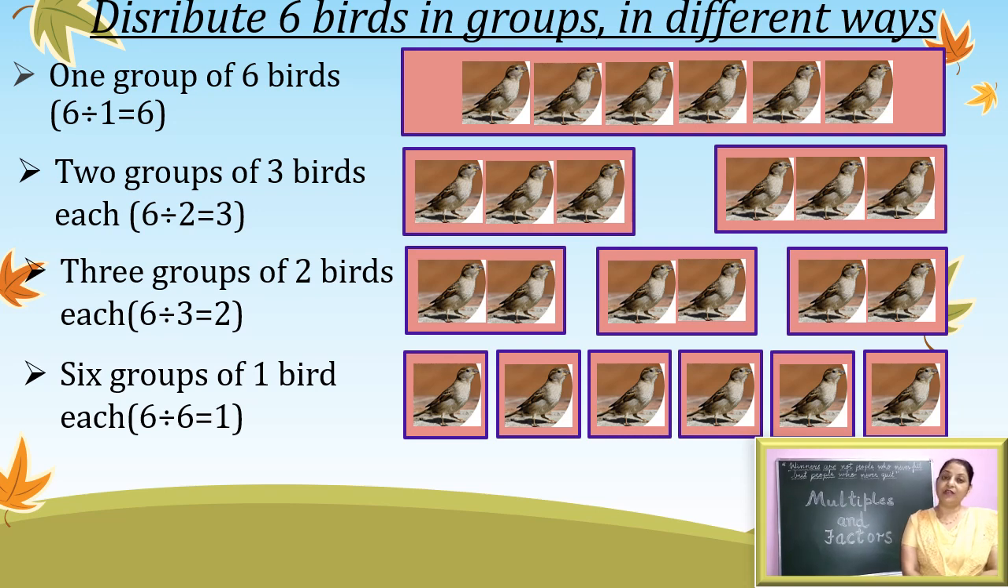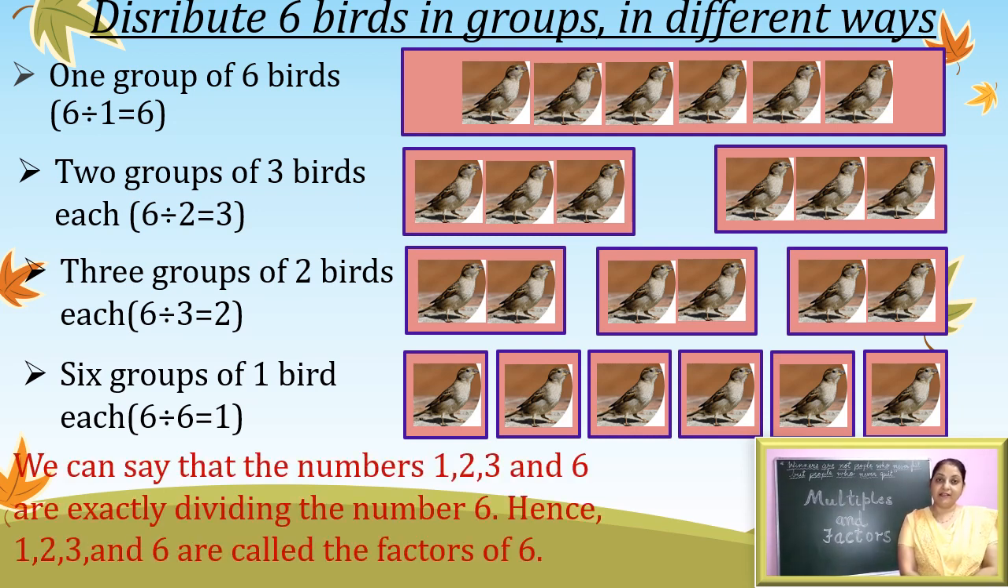Children, there are only these ways to distribute 6 birds and have no bird left over. So we can say we can divide 6 by 1, 2, 3 and 6 exactly, leaving remainder 0. So 1, 2, 3 and 6 are the factors of 6.